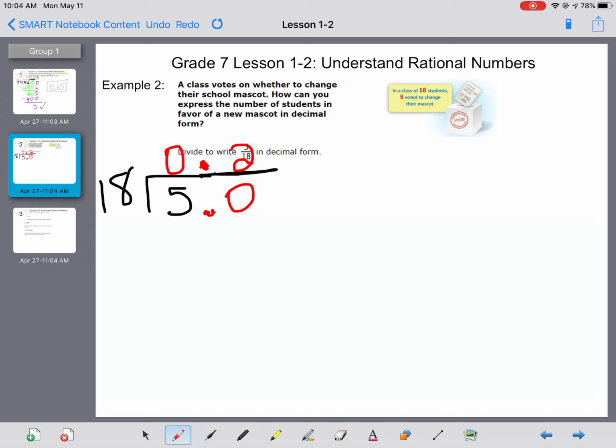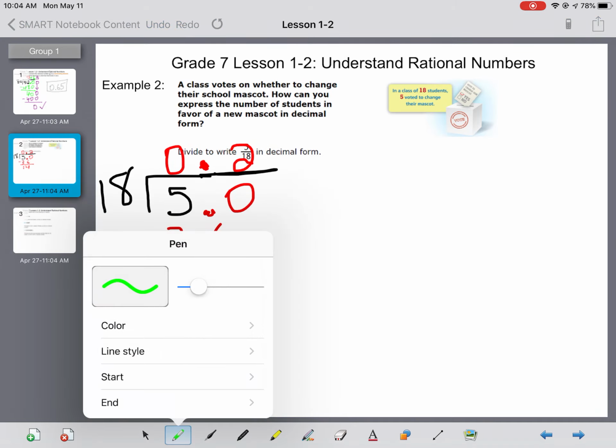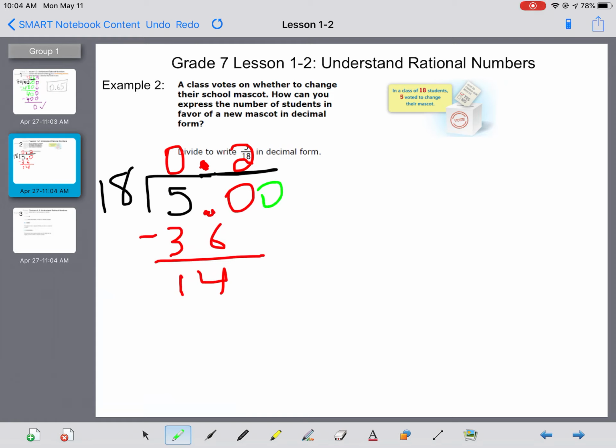So 18 times 2 is 36. Now we subtract 50 minus 36. That's 14. I do not have a repeating number yet at the top, or I don't have terminating, so I must keep going. So now let's change colors. Let's put another 0, and let's drag that 0 down.